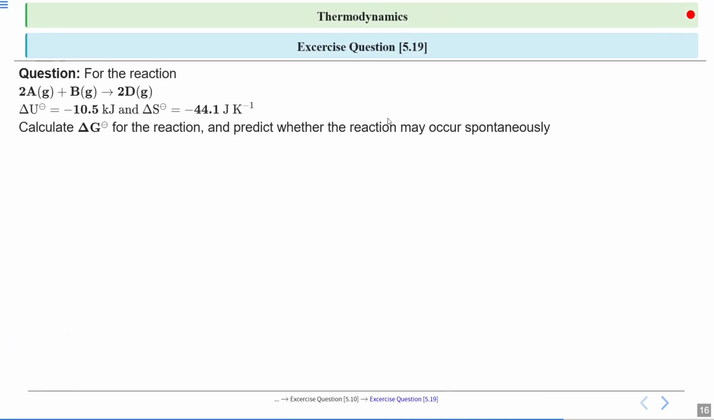Now, moving on to the last question, which is for the reaction 2A plus B giving us 2D, you have to calculate the delta G naught. Delta U naught is given as minus 10.5 kilojoule and delta S naught is given as minus 44.1 joule per Kelvin. You have to calculate the delta G naught as well as look for the spontaneity, that is, whether the reaction is spontaneous or not. So your time starts now.